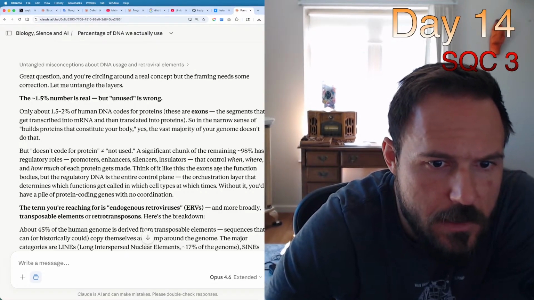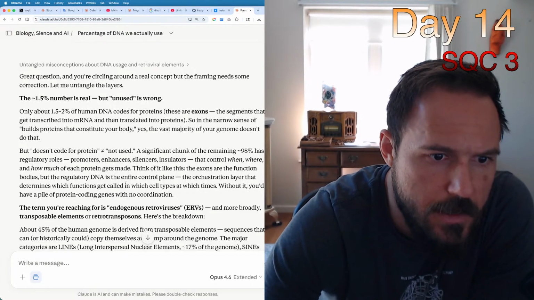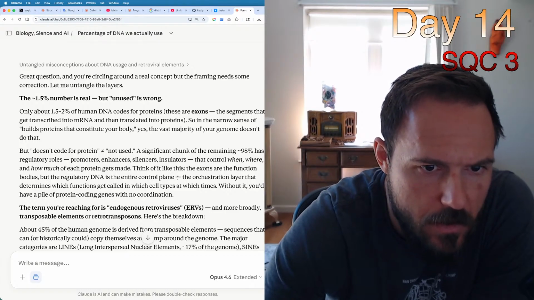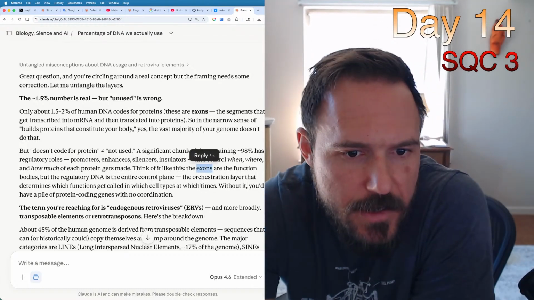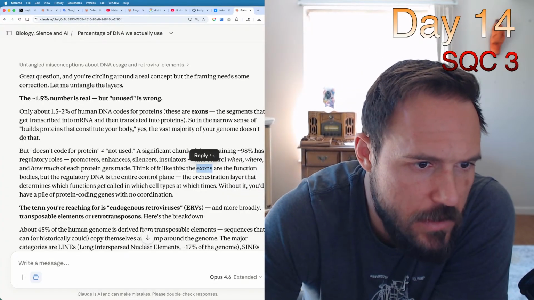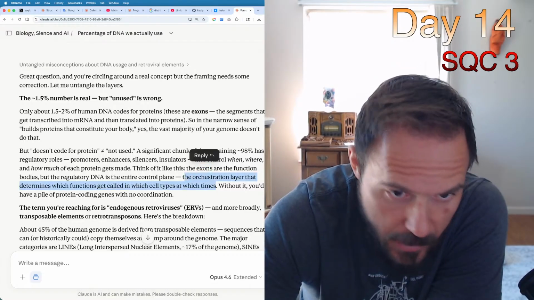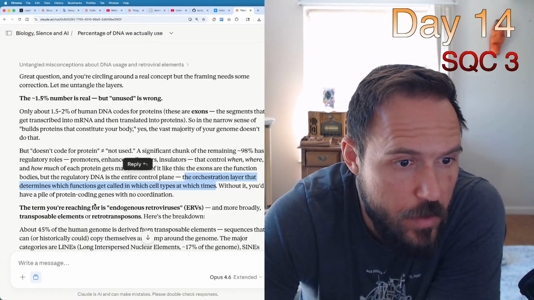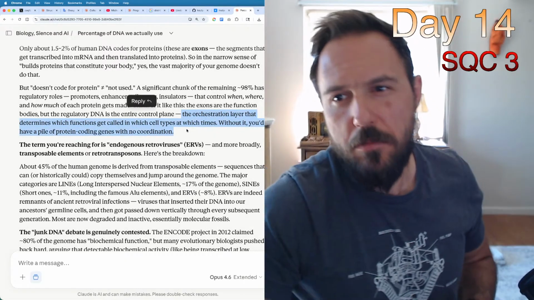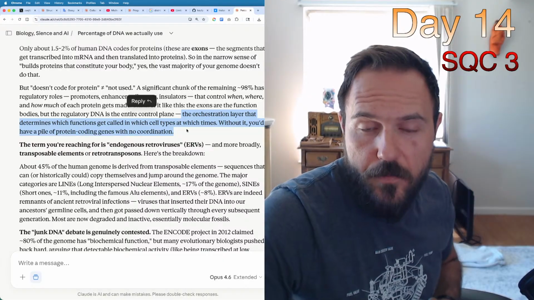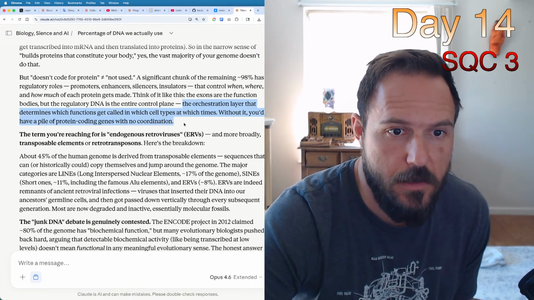Think of it like the exons are the function bodies, but the regulatory DNA is the entire control panel. Not clicking. The orchestration layer that determines which functions get called in which cell type at which times. That's, I got it. Without it, you'd have a pile of protein-coding genes with no coordination. Yeah, but how does it coordinate? So ribosomes are building proteins, right, from RNA. But how does it orchestrate?